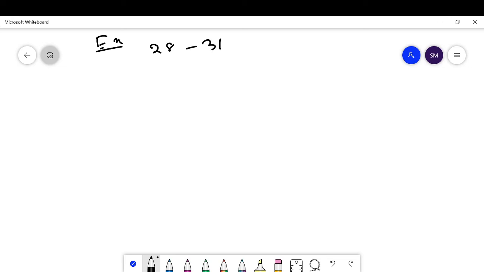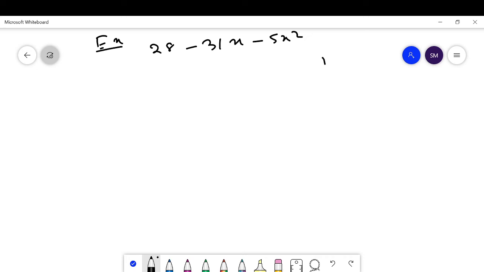You have to do prime factorizations. Then how can you split the middle term? Here, look at here. 28 into 5 is 140. You have to split 31 into 2 parts such that their sum is minus 31 and their product is 140, because 28 into 5 is 140.